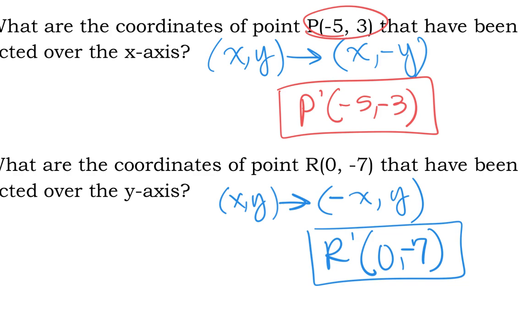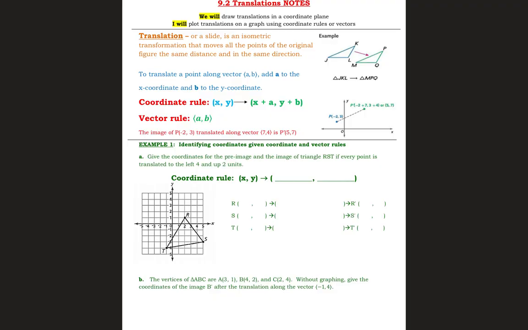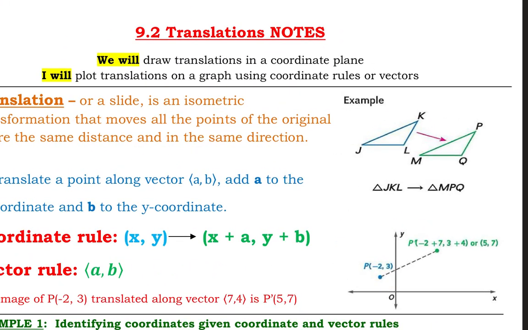All right, let's go on to today's. So today we're looking at translation. So the translation is when we are sliding the object. You're just sliding it over. The vector form is the same thing as our coordinate rule. Then these are the rules that we're using to actually move it.